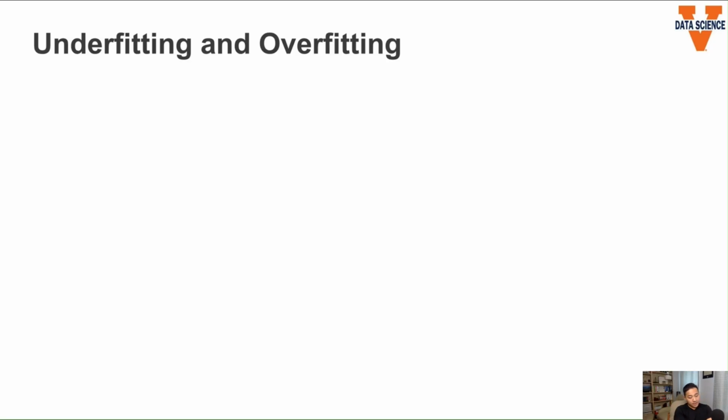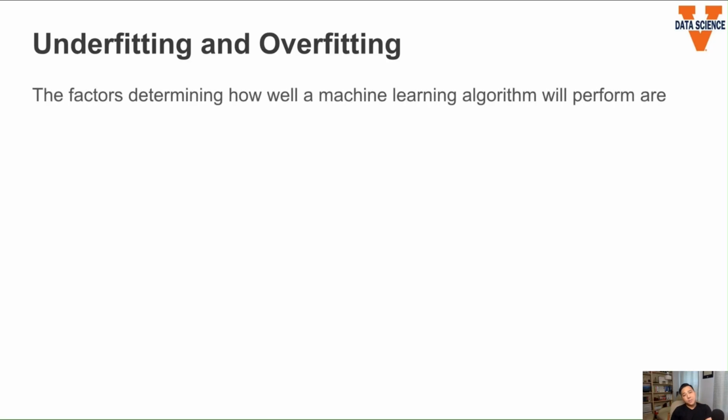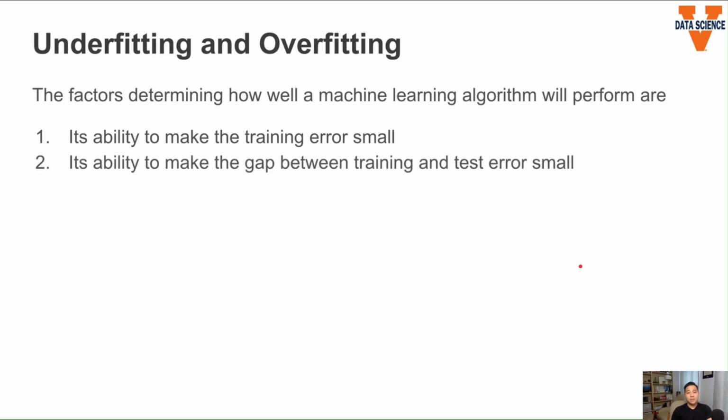Right. And how well the machine learning algorithm will perform depends on two factors. Number one is the ability to make the training error small. Right, you want to reduce the training errors, the MSE part of it, make it small. And the second one is the ability to make the gap between the training and the test error small. If you do these two things well, you have a good learning algorithm.